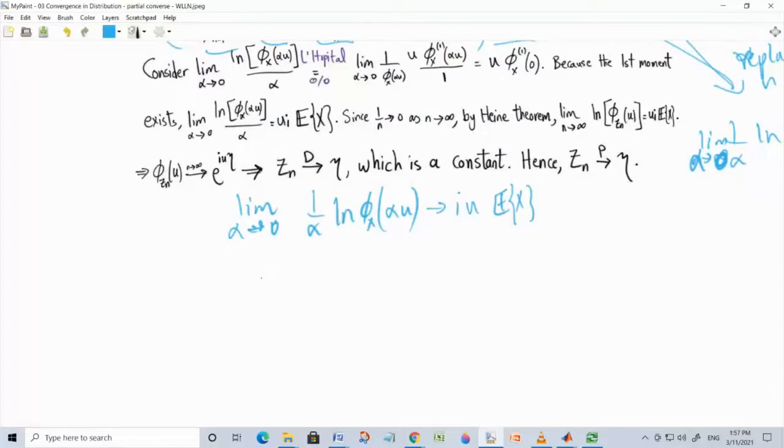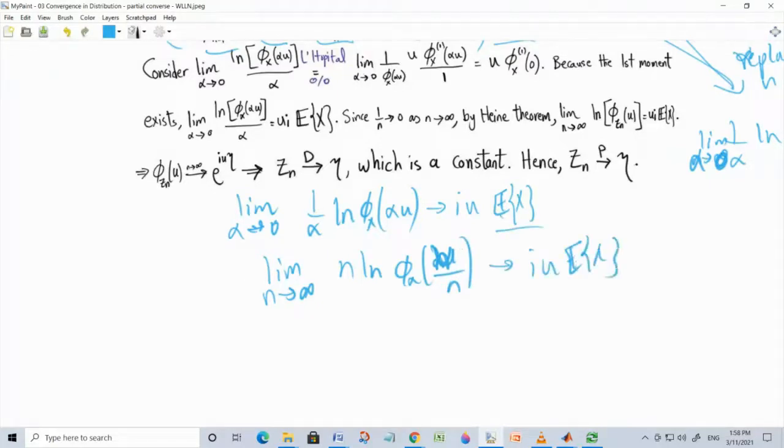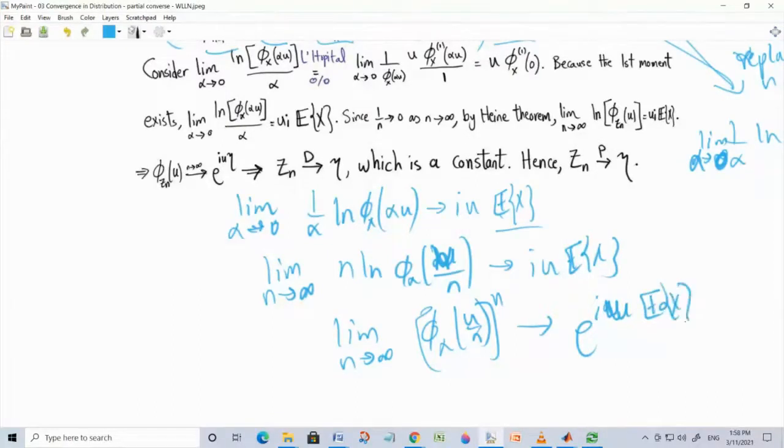Okay, and so it's true that, by Heinz theorem, the limit as n goes to infinity of phi x of u over n will also be the same limit, i u expectation of x. And then you exponentiate both sides: the limit as n goes to infinity of phi x of u over n, raised to the power n. That's basically the characteristic function of the sum divided by n. So it will go to e to the i u expected x.